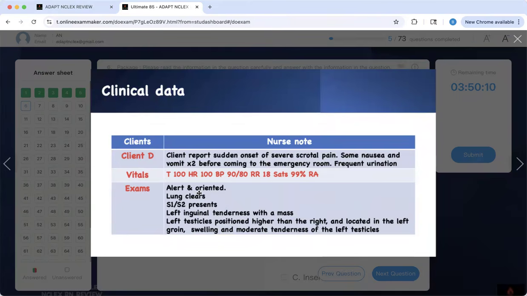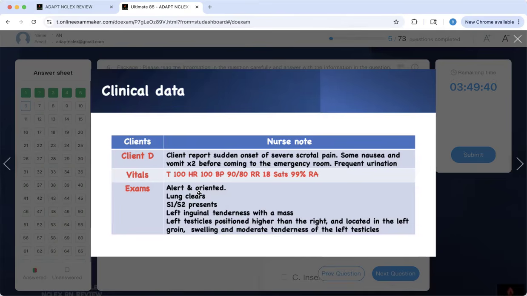Now you're getting the full history. He has frequent urination, slightly tachy, heart rate is a little bit higher, slight temperature. Blood pressure is okay, 90 over 80. His lungs are clear, heart fine. But when you check his left groin, there's tenderness with the testicle that has what? Torsion, and it's elevated. Left testicle position higher than the right because he has torsion, and located in the left groin because he has torsion.